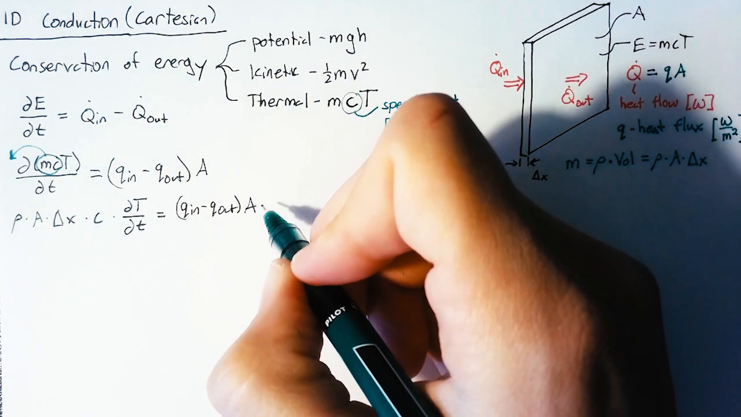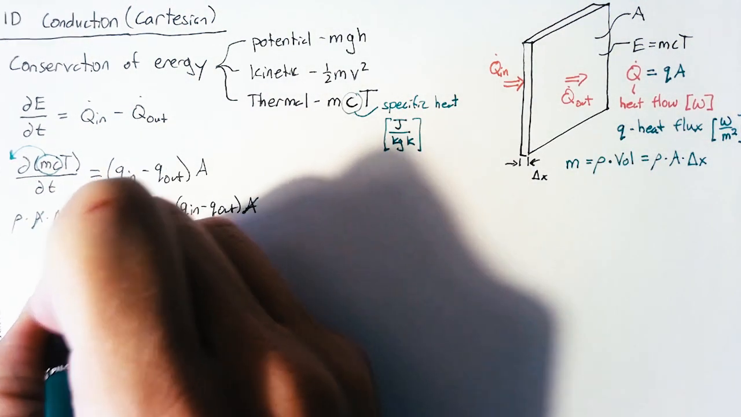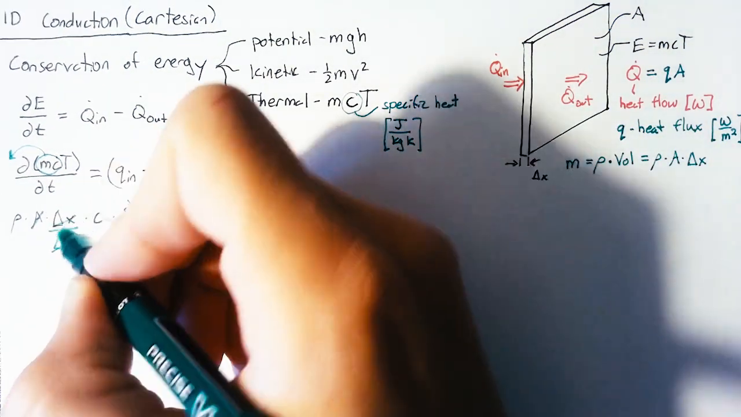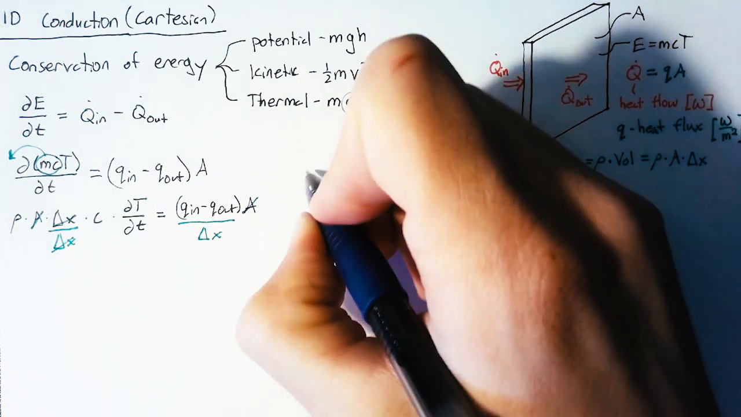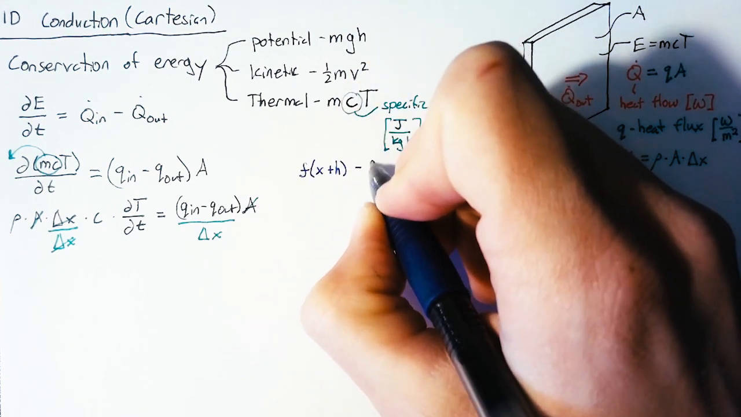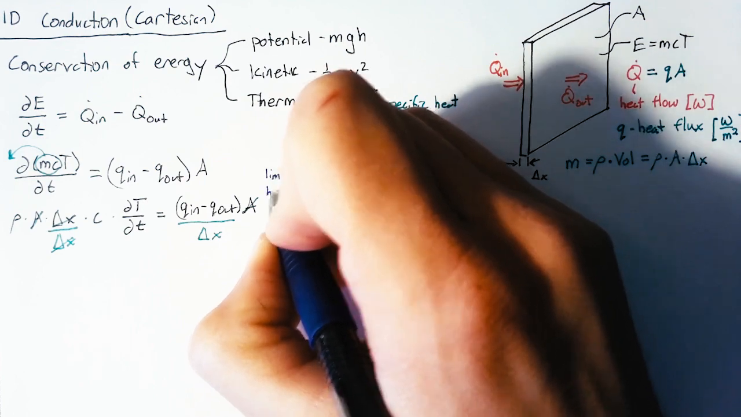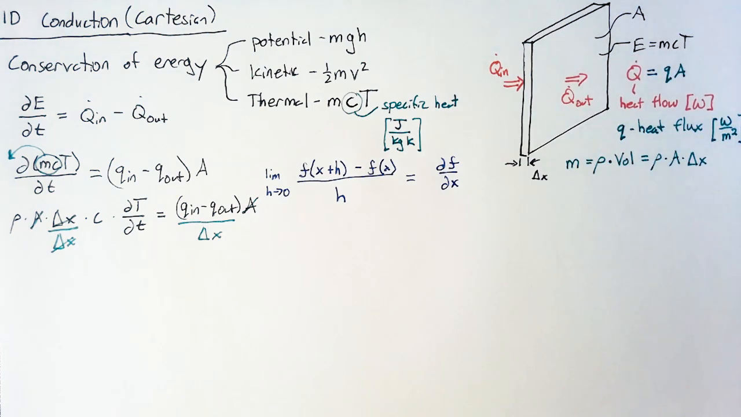But we now have an A on both sides, so those can cancel out. And on top of that, we can divide through both sides by this delta x term. And these x's will cancel out. And so our left side is pretty simple. And this right side should hopefully trigger you to remember some things from calculus. Because if we go back to calculus, we know that a function at some position x plus h minus the same function at a position x divided by h, as the limit of h goes to 0, is simply the derivative of f with respect to x.